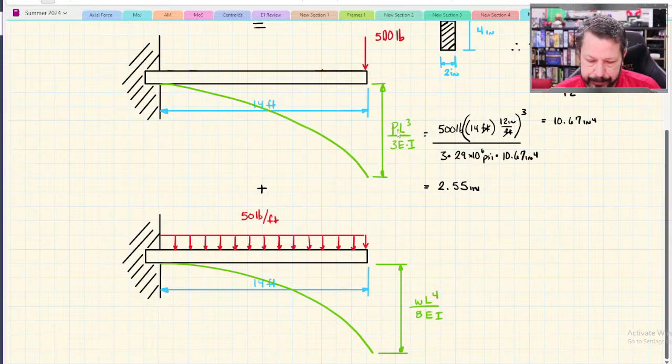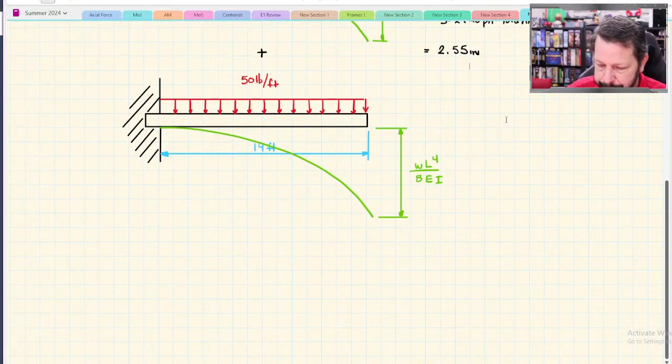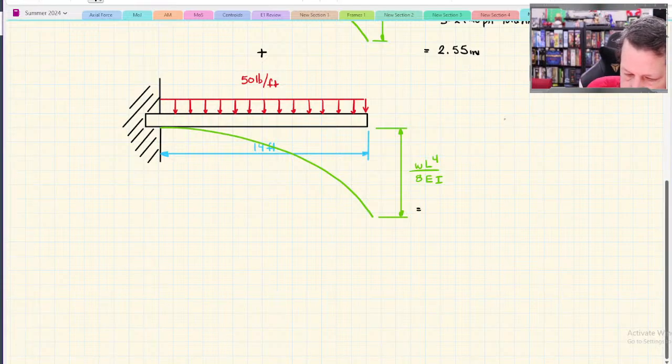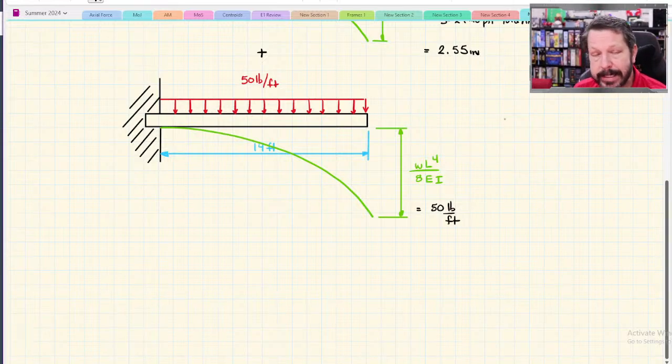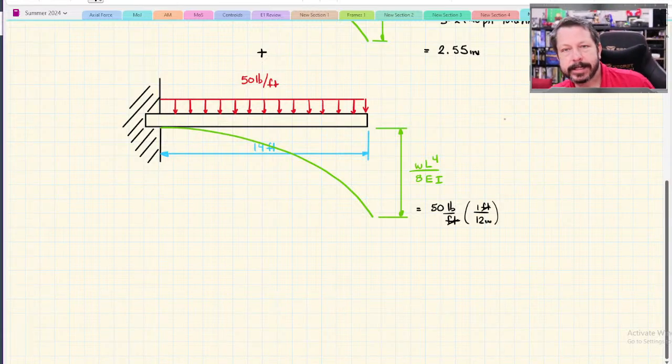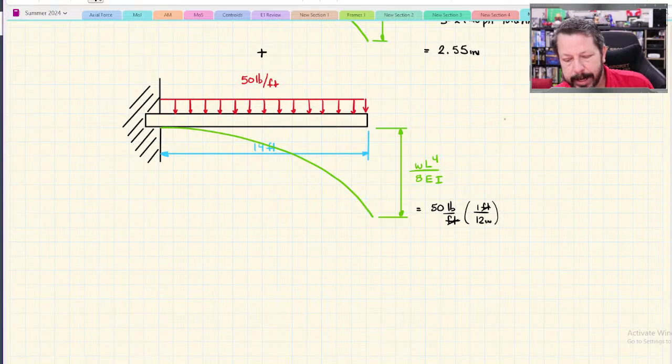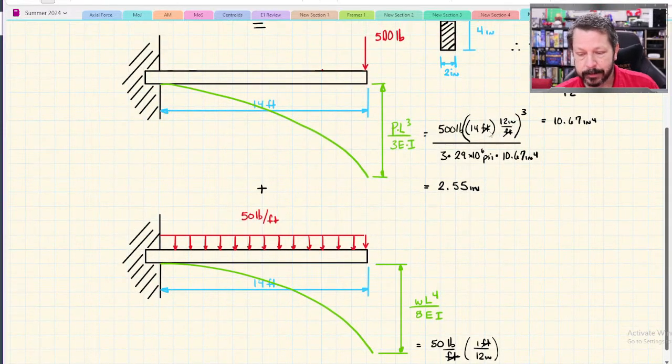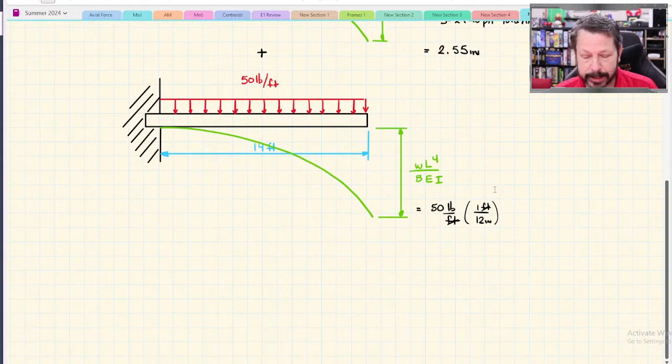Let's just see what the 50 pound per foot distributed load does. So 50 pounds per foot, same deal. I've got feet here versus inches. One thing I see happen often with the distributed load, when you get in a hurry and you're trying to crunch through all the numbers, is that instead of dividing by 12, you accidentally multiply by 12, like you did up here when we converted these 14 feet. So be careful with that.